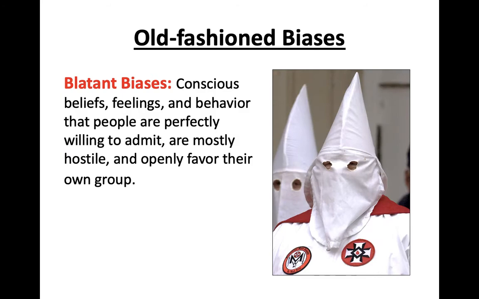All right, so the biases that we have can be described as either blatant or subtle. And blatant biases are really what we would consider the old-fashioned type. Very few people, at least in the U.S. and many Western cultures, would explicitly endorse these negative evaluations of other social groups. So when we talk about blatant biases, we're talking about conscious beliefs, feelings, and behaviors that people are perfectly willing to admit, that are mostly negative or hostile, and that openly favor their own group.